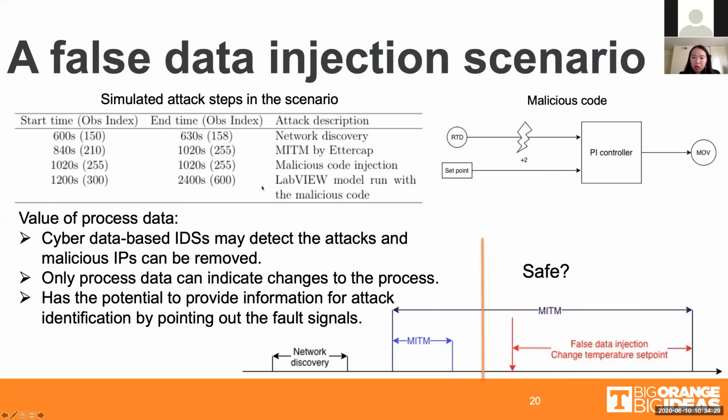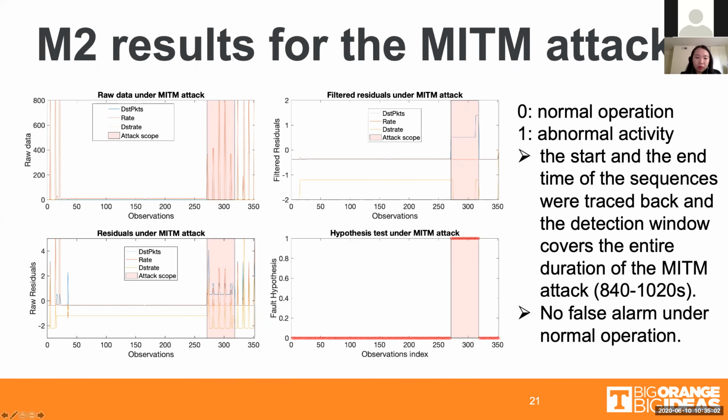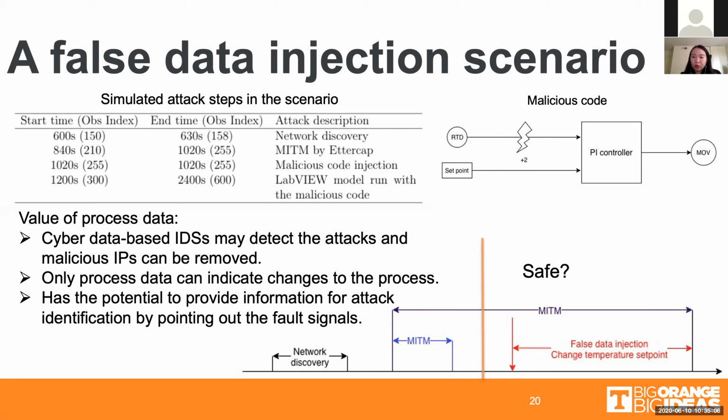This malicious code can find the core outlet temperature and add a value of 2 degrees to the measurement before the measurement goes to the PI controller. So the PI controller will take the modified input to make the decision based on. Basically, the PI controller receives the temperature reading, compares it to the set point, and then issues a command to the valve to control the flow rate. So this malicious code could make the PI controller issue false control. And then at time 1200, the whole system starts running with this malicious code.